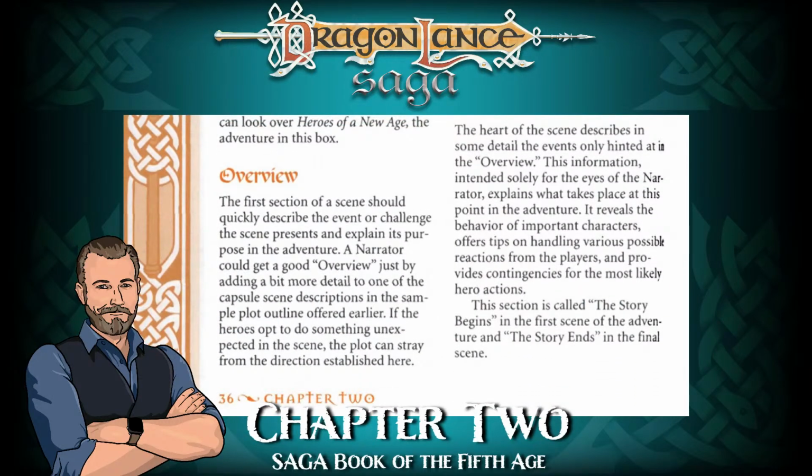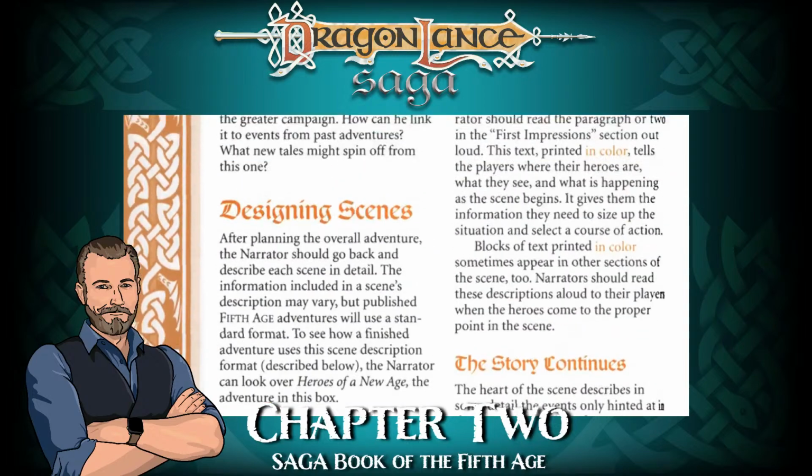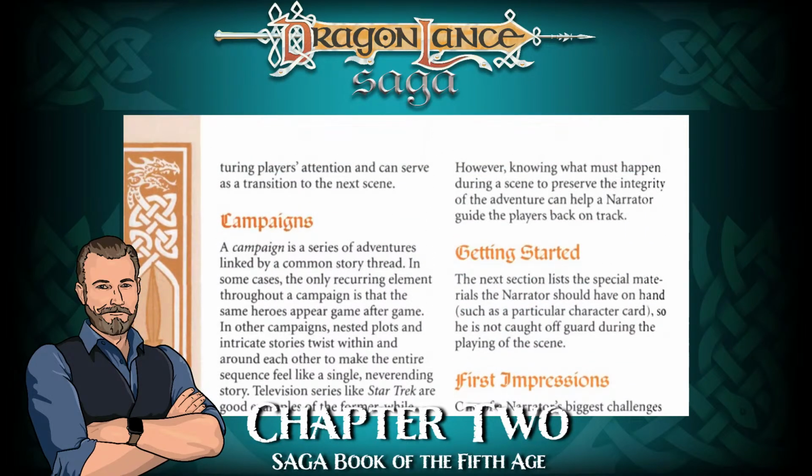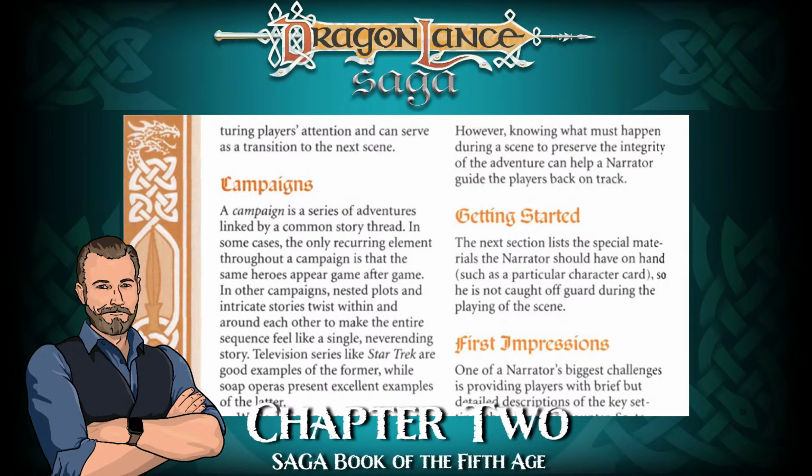Overview. The first section of a scene should quickly describe the event or challenge the scene presents and explain its purpose in the adventure. A narrator could get a good overview just by adding a bit more detail to one of the capsule scenes described in the sample plot outline offered earlier. If the heroes opt to do something unexpected in the scene, the plot can stray from the direction established here. However, knowing what must happen during a scene to preserve the integrity of the adventure can help a narrator guide the players back on track.